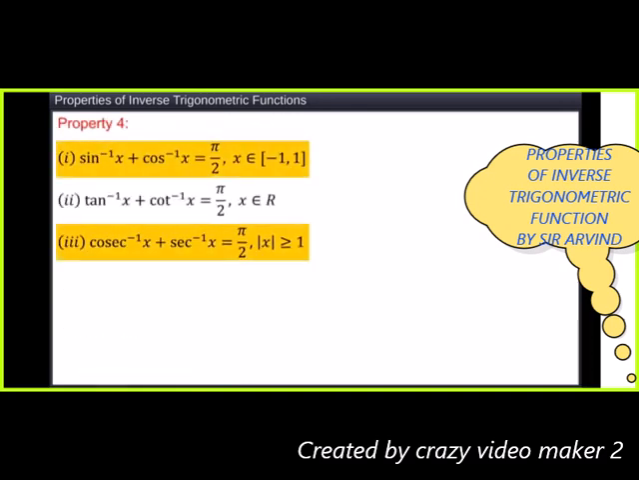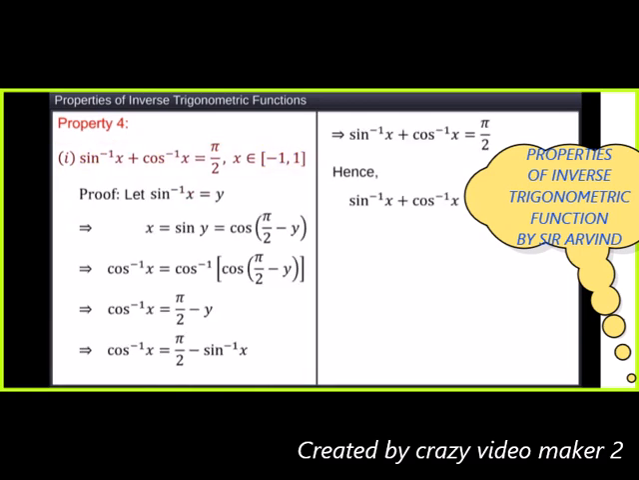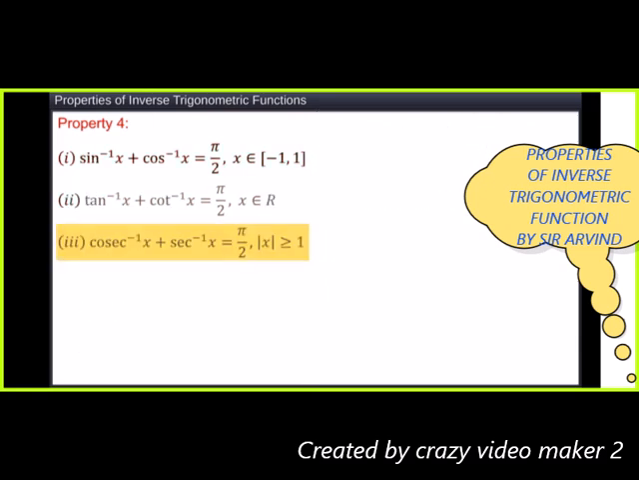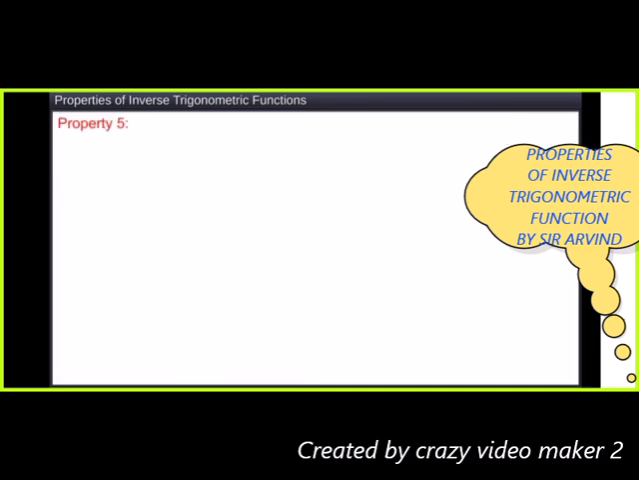Let us discuss the other two properties also in the same way. They are quite easy for us to prove, just like sin inverse x plus cos inverse x is equal to pi by 2. Follow the same method, and cosec inverse x plus sec inverse x is also pi by 2, same method. Property 4 gives you the same.